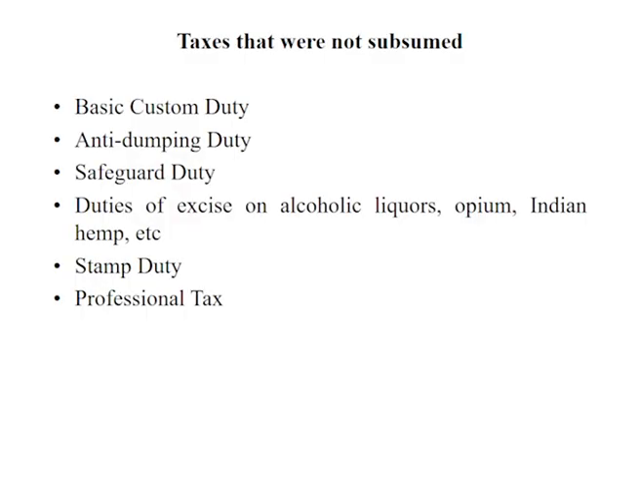Even today, duties of excise on alcoholic liquors, opium, and Indian hemp have been kept outside GST, and stamp duty is with the state governments. It is the respective state governments that decide the rate of stamp duties, and it is levied and collected by the state governments at the time of sale or transfer of immovable properties. Even stamp duties have not been subsumed into GST. Then professional tax also is not subsumed into GST.